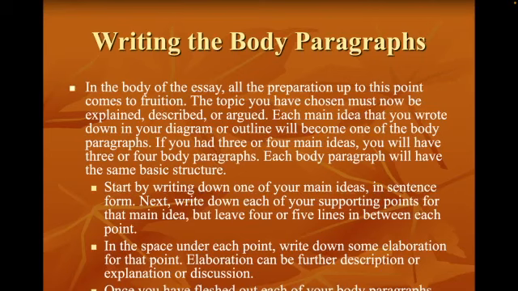Start by writing down one of your main ideas in sentence form. Next, write down each of your supporting points for that main idea, but leave 4 or 5 lines in between each point. In the space under each point, write down some elaboration for that point. Elaboration can be further description or explanation or discussion. Once you've fleshed out each of your body paragraphs, one for each main point, you're ready to continue.